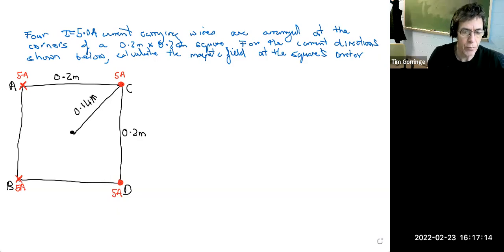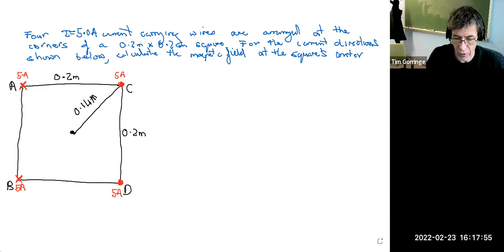I wanted to work through a problem that involves the magnetic field of a long straight wire and the superposition of magnetic fields of a number of long straight wires. In this problem, we've actually got 4 current carrying wires. Each of them is carrying a current of 5 amps. Those wires are arranged on the 4 corners of a square of size 0.2 meters.